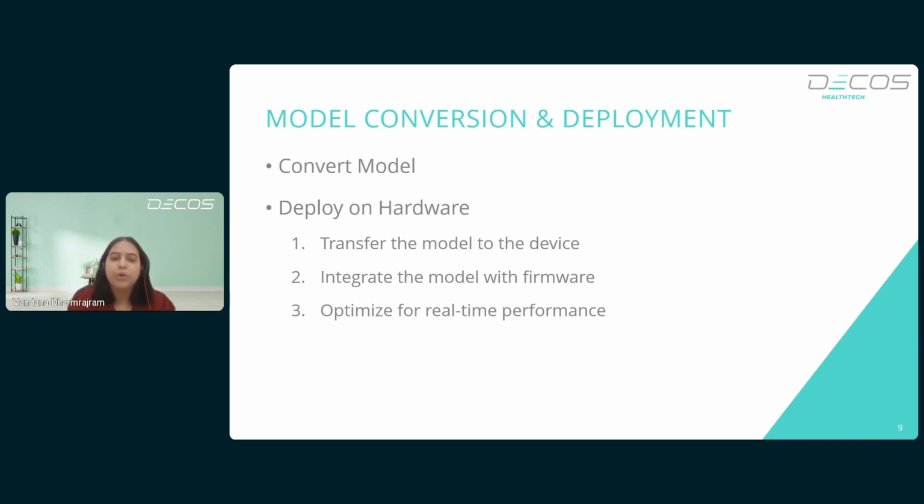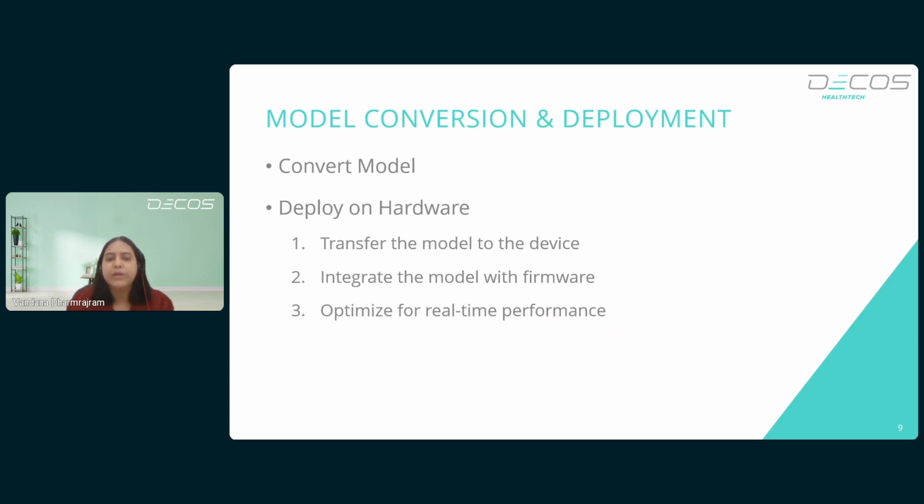Next is deploying the model to an embedded device. Once we have the optimized model, we need to load it onto our target hardware so it can start making predictions in real time. There are some steps to deploy a TinyML model. So the first step is to transfer the model to the device. The converted model file, for example, .tflite, is uploaded to a microcontroller like ESP32, STM32, or Arduino. This is done using programming tools like Arduino IDE, Edge Impulse, or TensorFlow Lite Micro APIs.